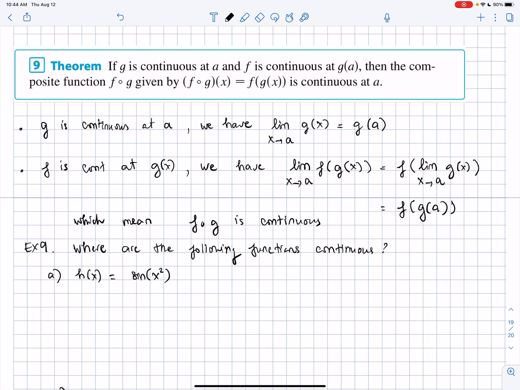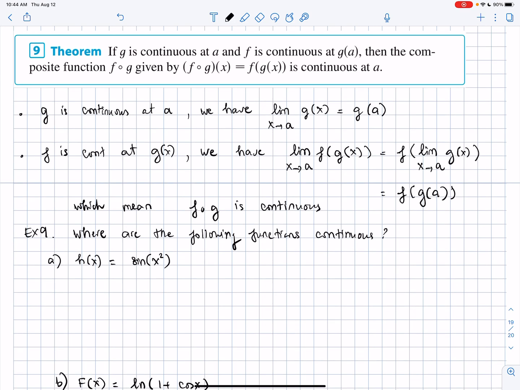Theorem 9. If g is continuous at a and f is continuous at g of a, then the composite function f compose g, given by f compose g of x equals f of g of x, is continuous at a.